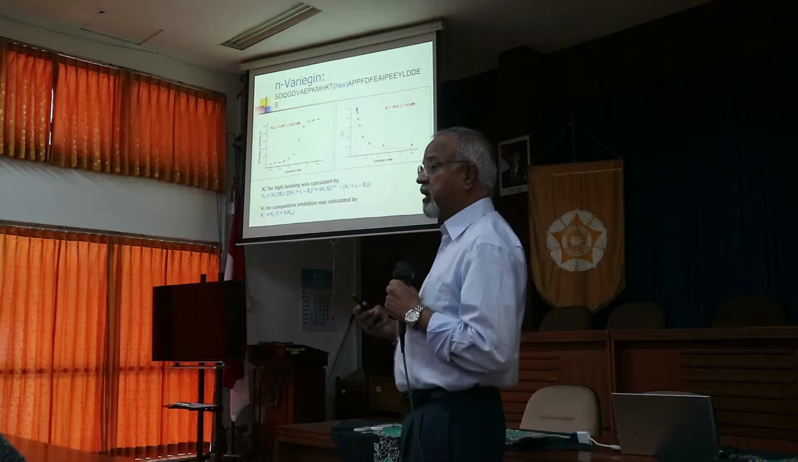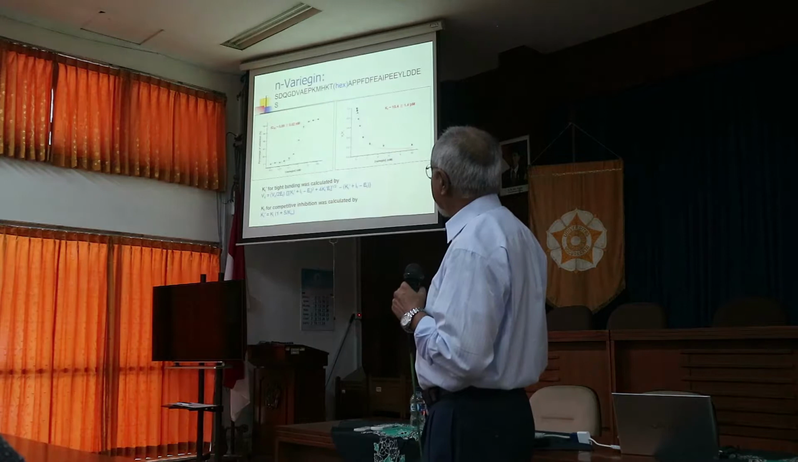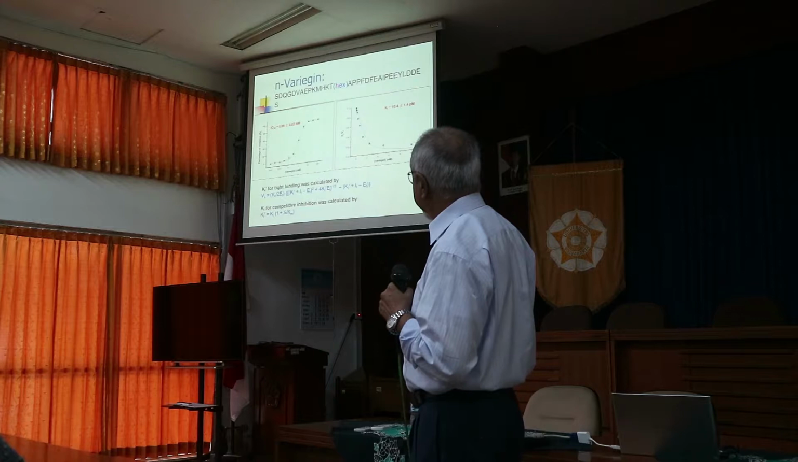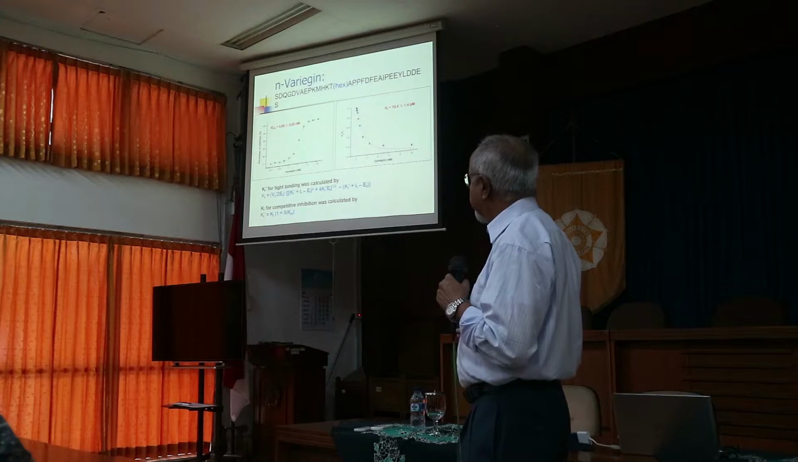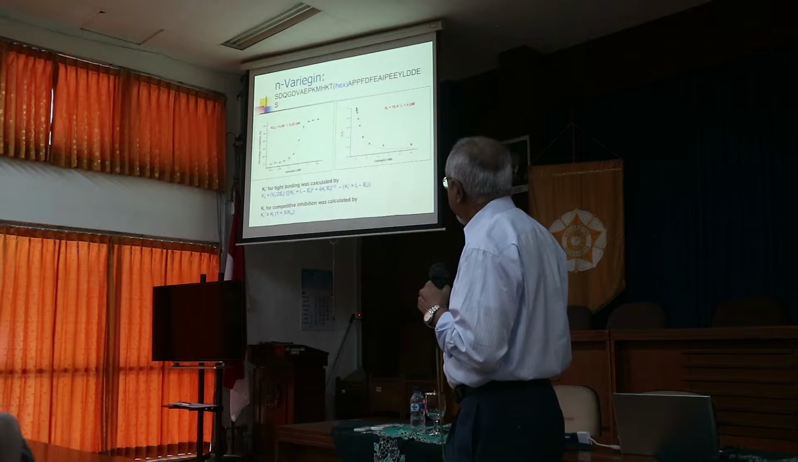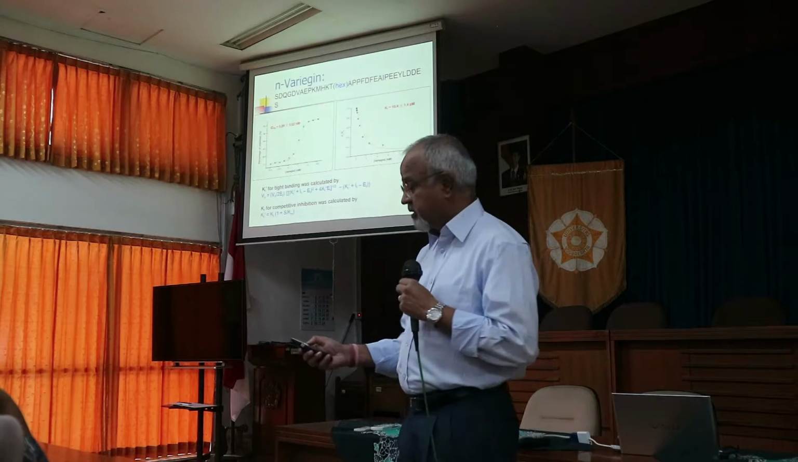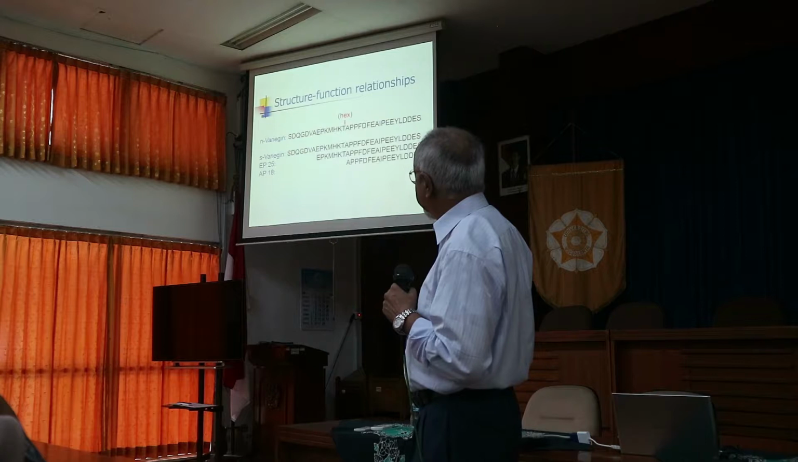So we looked at the native variegin. Of course, this is the full length 32 amino acid residue molecule. And it has hexose attached to the threonine there. It's an O-glycosylated molecule. And it has an IC50 of 0.99 nanomolar. You can take it as one. And Ki of 10.4 picomolar. It's quite potent. And we synthetically made this peptide without the hexose because we didn't know what the hexose was.